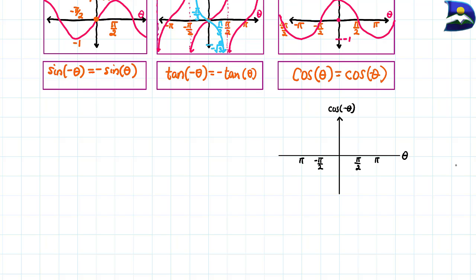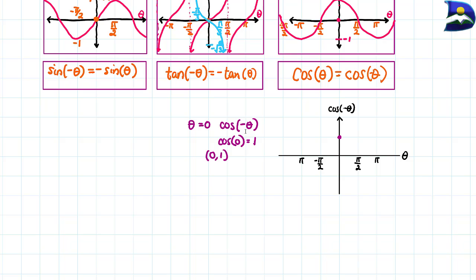We begin with our angle equal to 0. What is the result when you apply cos negative theta to theta equal to 0? Our cos of 0 is indeed equal to 1. So our first point is 0, 1, and this is placed right here.